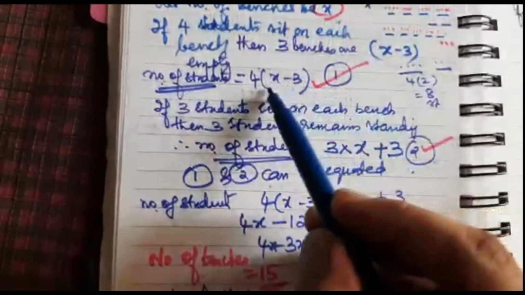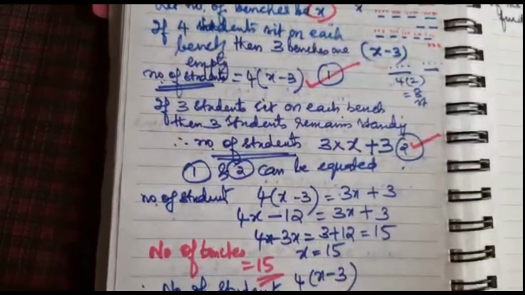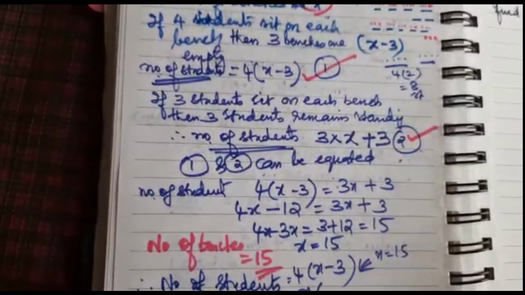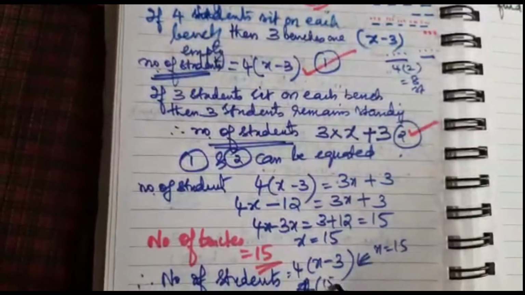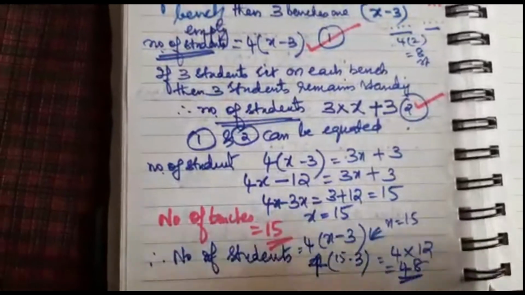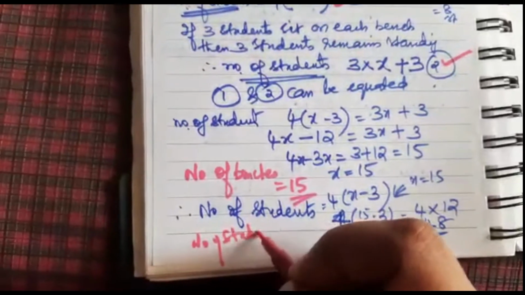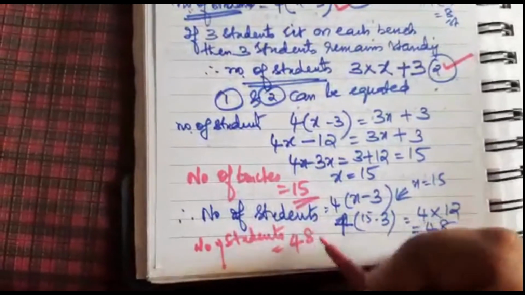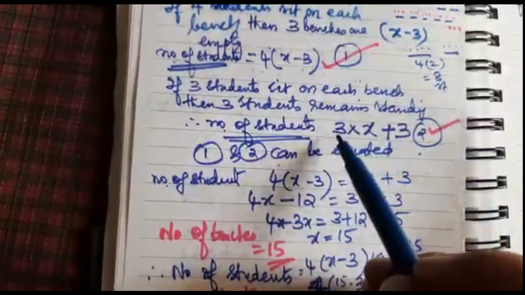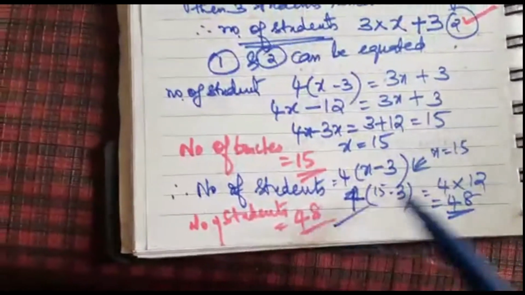Either you equate here or else here. So it can be 4 into (x minus 3), putting the value x equal to 15 in this. So 4 into (15 minus 3). What is 15 minus 3? 4 into 12, that is equal to 48. So number of students is equal to 48. Either in this one, 3 into 15, 45 plus 3 is 48. You can use either one. So you got the number of students as 48.